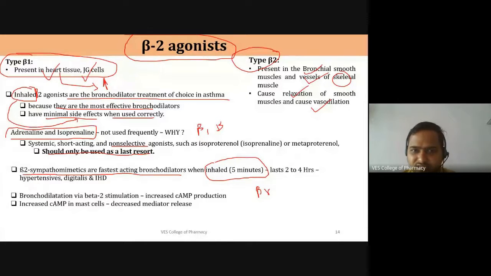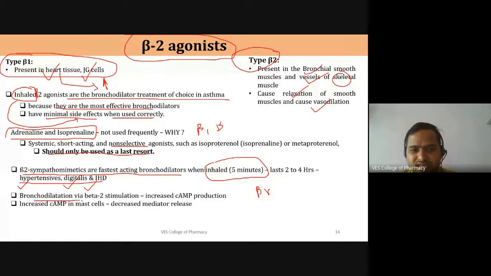So here, this beta 2 agonist is to be used cautiously in patients with hypertension, patients on digitalis, as well as other heart-related problems. In these patients it should be avoided or given with precautions.